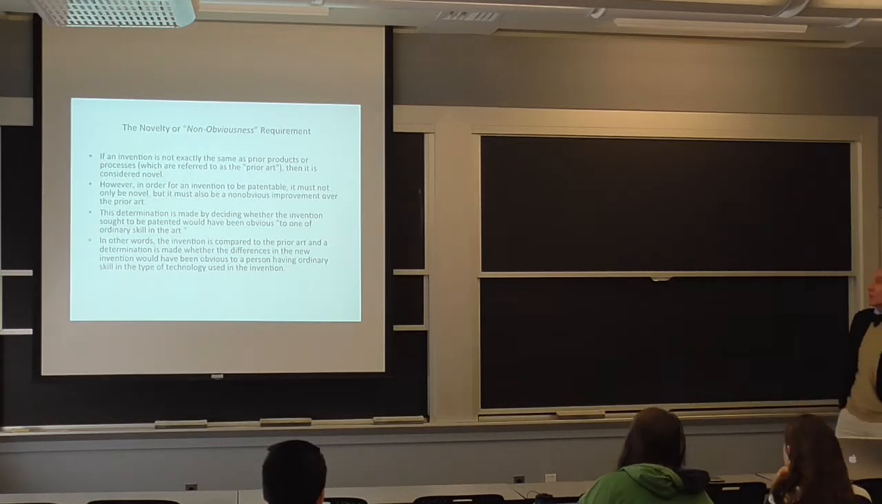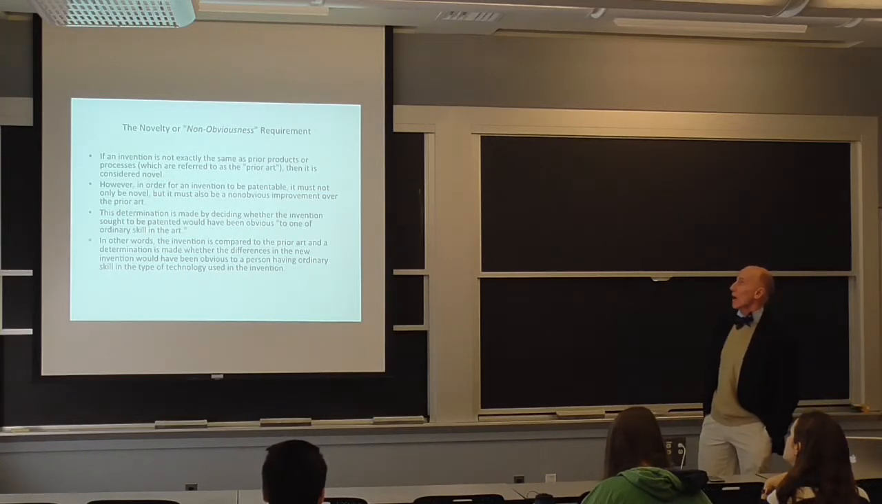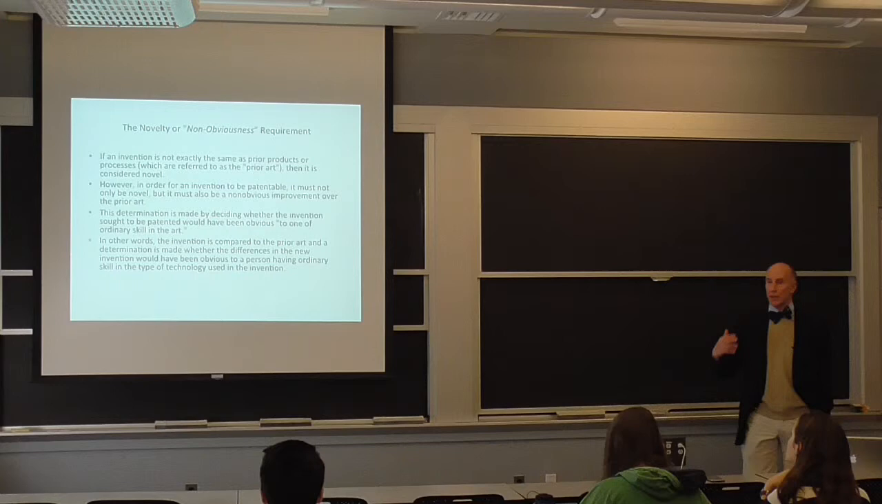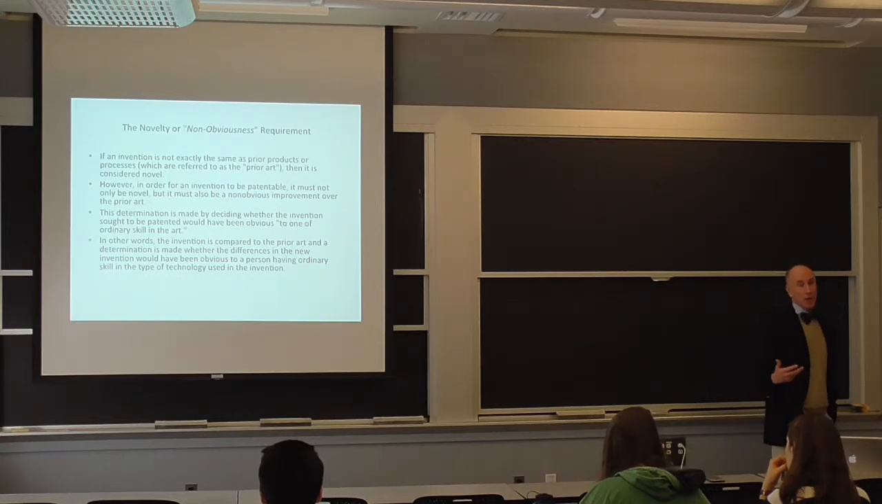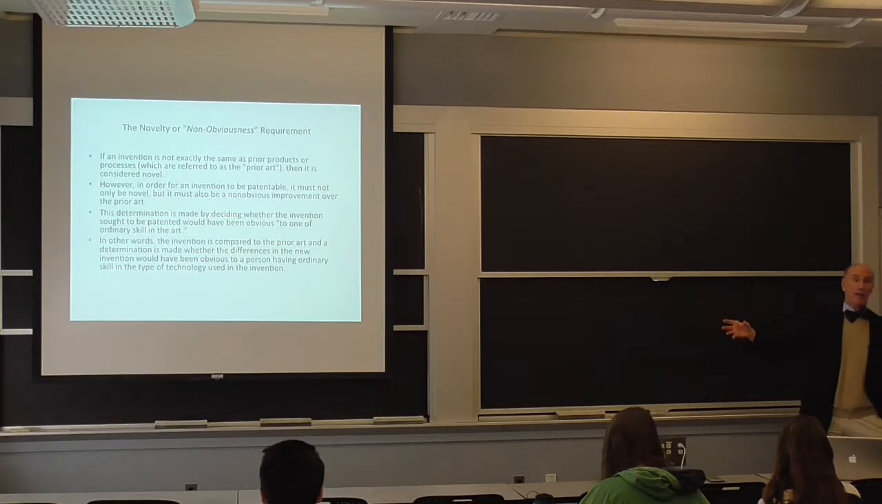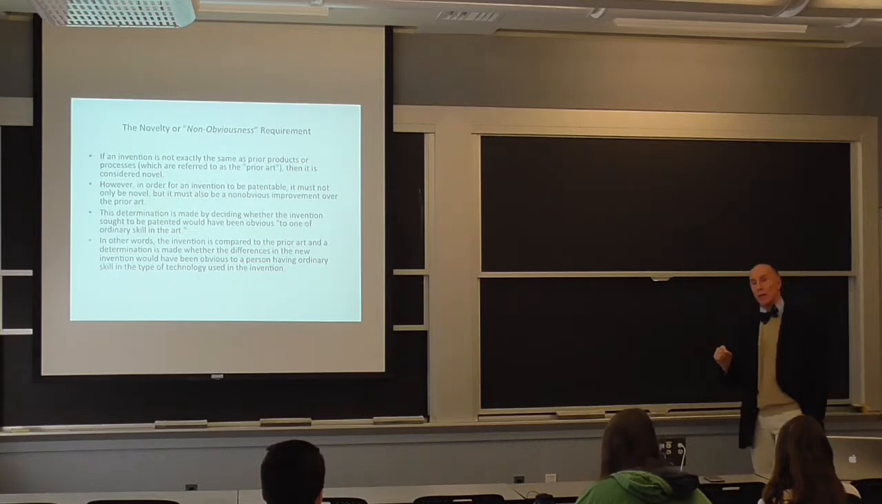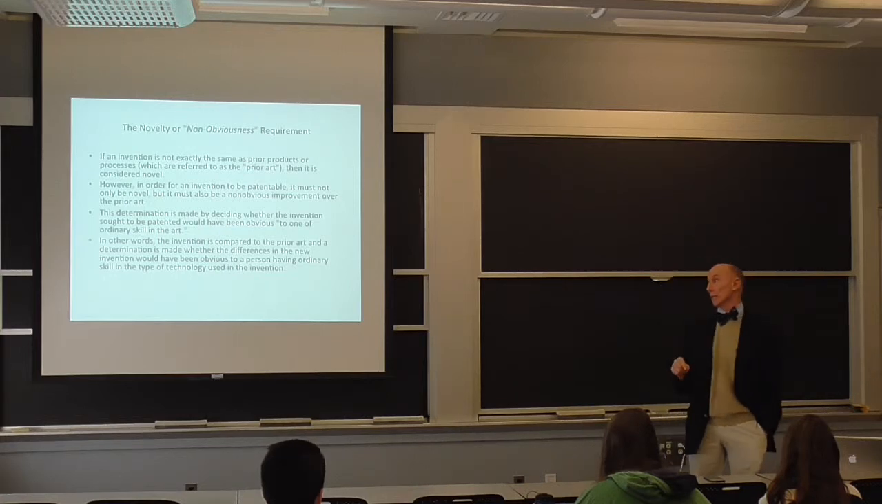And finally, the novelty or non-obviousness requirement. If an invention is not exactly the same as a prior product or process, then it is considered novel, new. However, in order for an invention to be patentable, it must not only be novel, it must also be a non-obvious improvement. So changing the color of something or changing the material that something's made of does not render it novel, and that's not patentable. If you take somebody's patent and just change what it's made out of, it most likely is not patentable unless that material or superficial change has an impact on its function or utility.